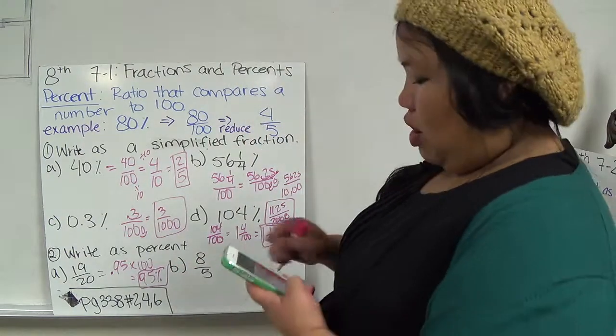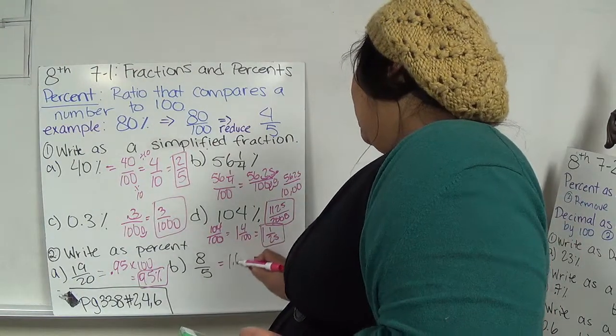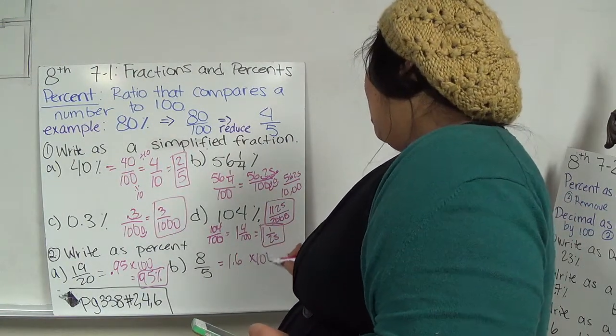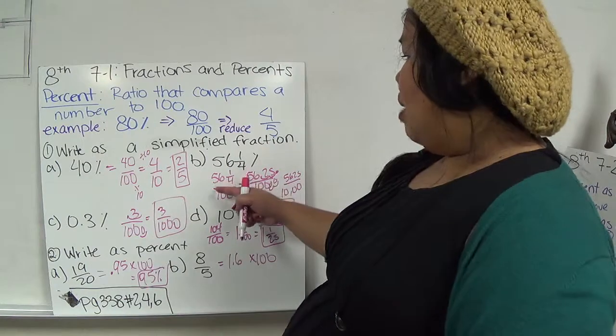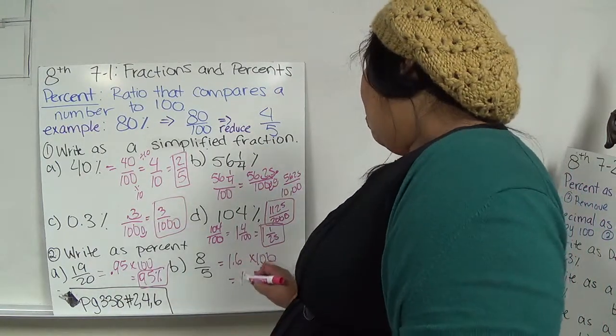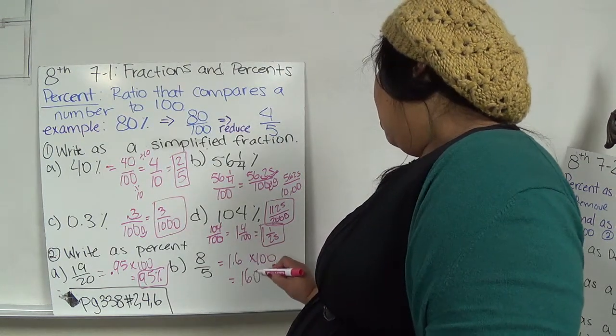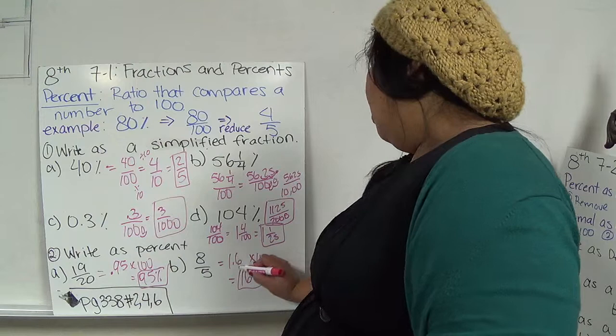Okay? Same thing with here. 8 divided by 5 is 1.6, and I'm going to times that by 100. Dividing by 100 was before; I'm going to times this because I'm going the opposite way, and I end up with 1. Oh, this is supposed to be a 0. 160%.